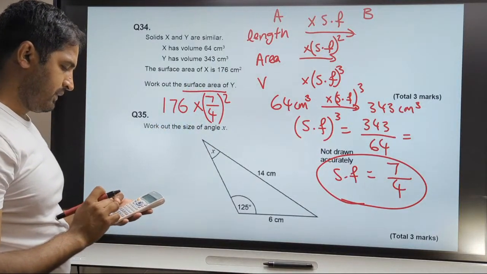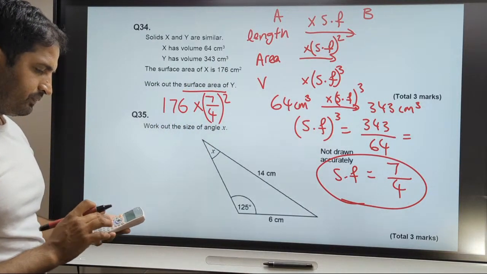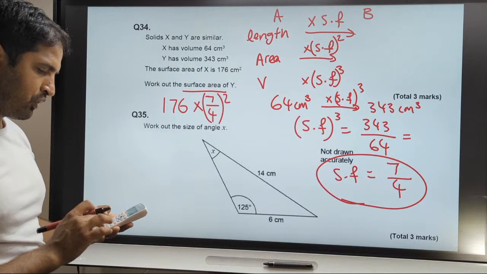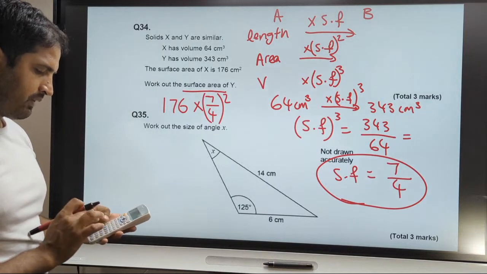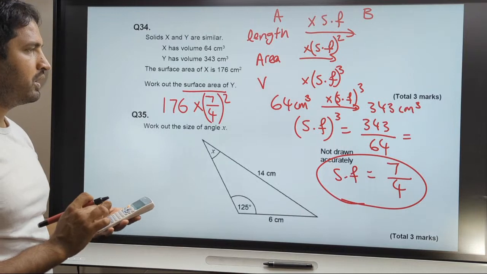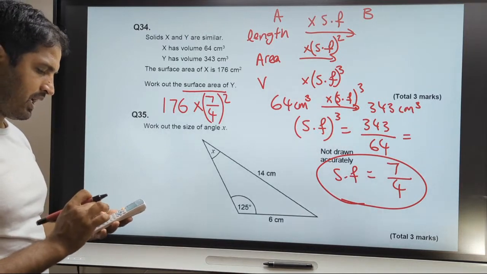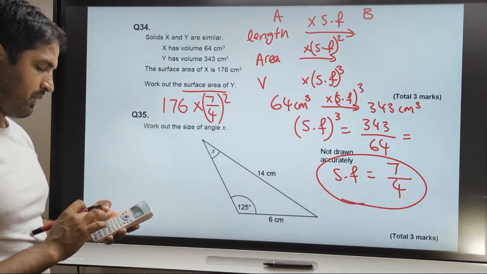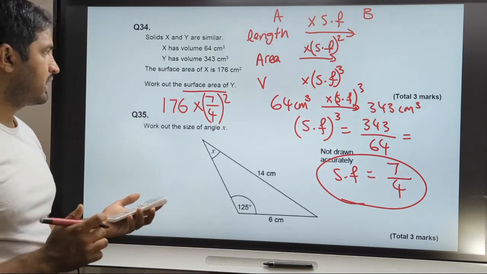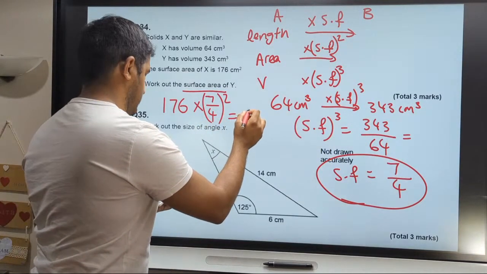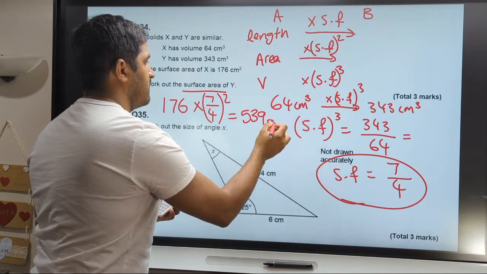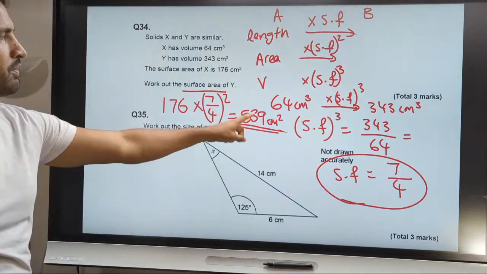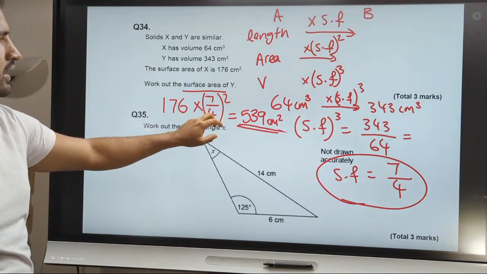Okay, so we're doing 7 brackets. Remember to use brackets if you're not sure. So bracket 7 fraction 4, close the bracket and then square that. I'm pressing equal and then multiplying by 176. That gives me 539 centimeters squared for the area of Y, the surface area of Y. Remember, we're just looking at the area here.